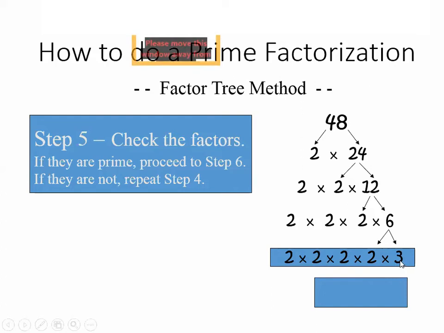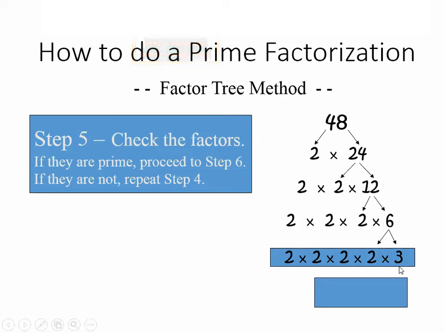2 multiplied by 3 equals 6. So it means that firstly we divide 48 by 2, so we write 2 over there. Then we divide 24 by 2, so we write 2 again over there. Then we divide 12 by 2, so we write 2 over there. We multiply 2 with 6, so we write that over there.